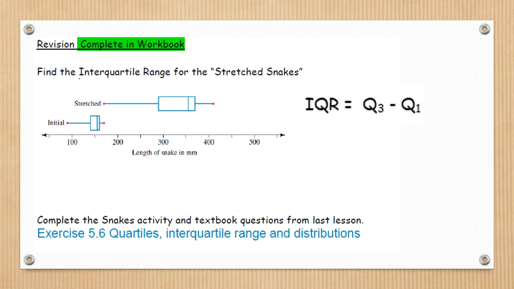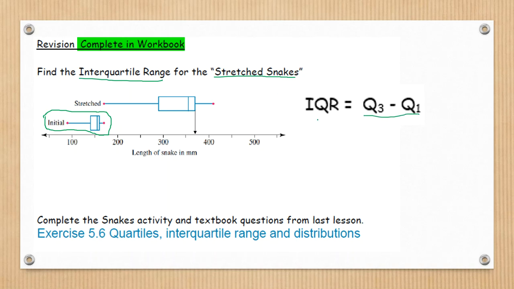Next question, find the interquartile range for the stretch snakes activity here. So this is the data set for snake lollies, and this is initial, so this is before they get stretched, and this is the box and whisker plot for after they get stretched to the point of breaking, and we're asked to find the interquartile range. So Q3 minus Q1.